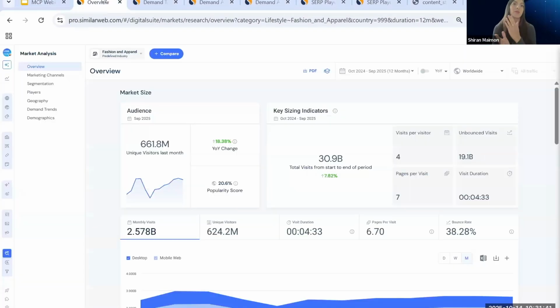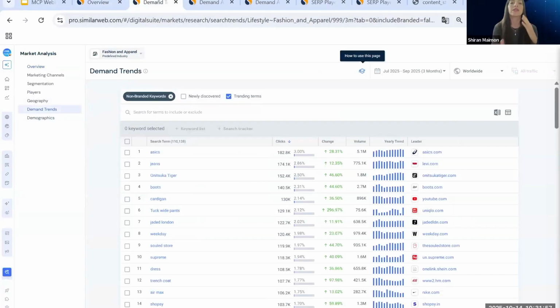I will continue with Andrew's example on the fashion and apparel industry. Basically, what I'm currently interested in is exploring the recent demand trends. So you have here the demand trends, and all the keywords you're seeing here are actual user search behavior. These are real signals of consumer demand that instantly tell us the direction of user interest. What are they focusing on? Is there a surging trend that I should be aware of?